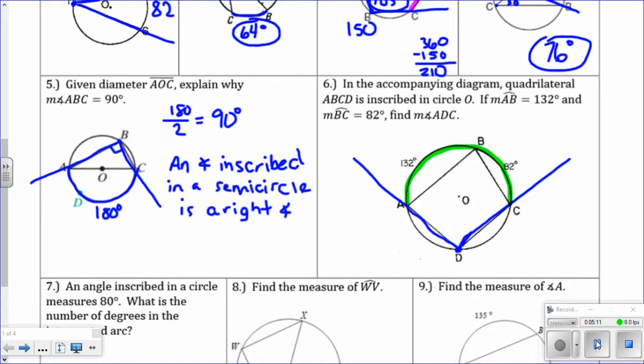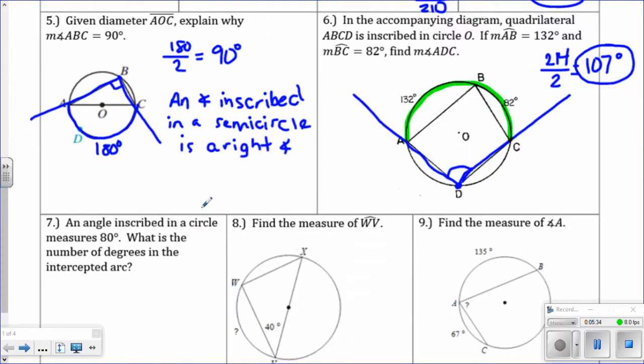So what we have to do is add 132 degrees and 82 degrees. And when you add those two arcs together, you get 214. So that's the degree measure of that full arc in green. But we wanted to find the measure of angle ADC, and this angle is inscribed. It's on the circle, so I would take half of the intercepted arc, and half of 214 is 107 degrees.